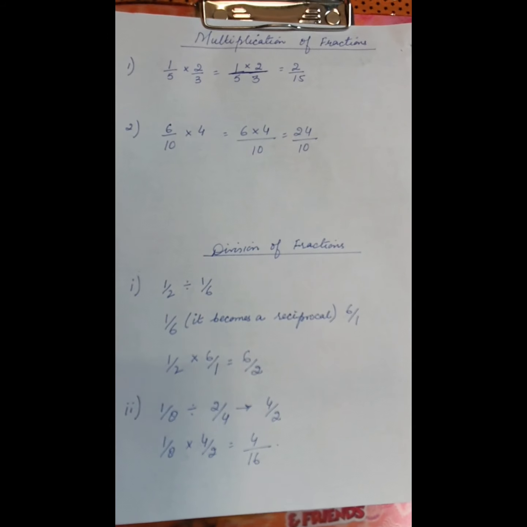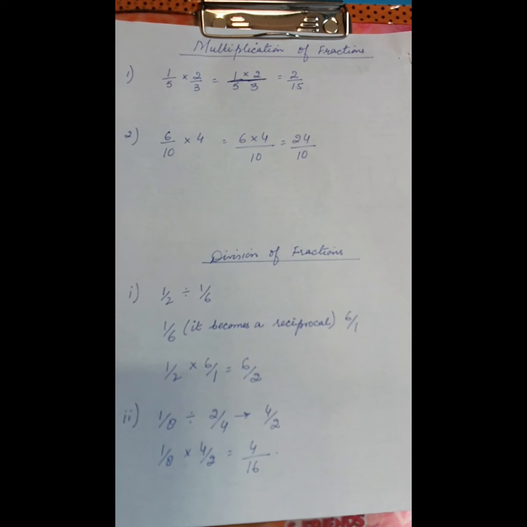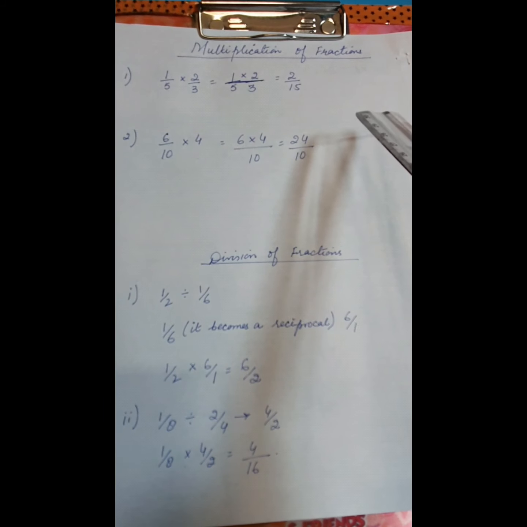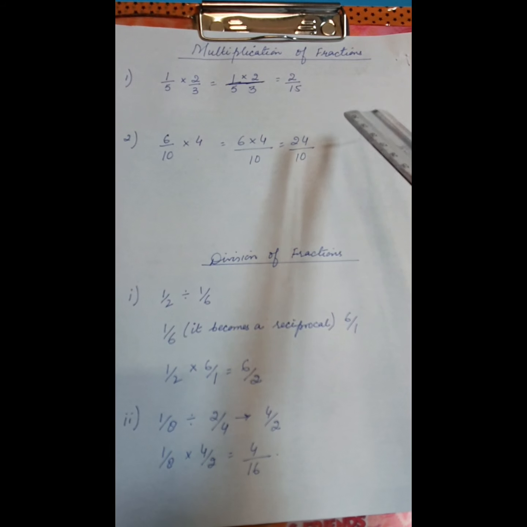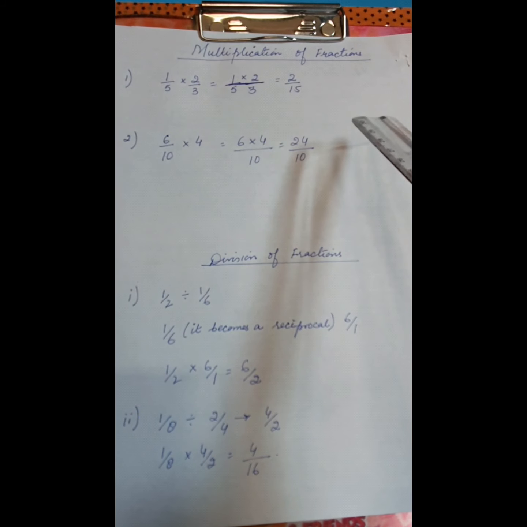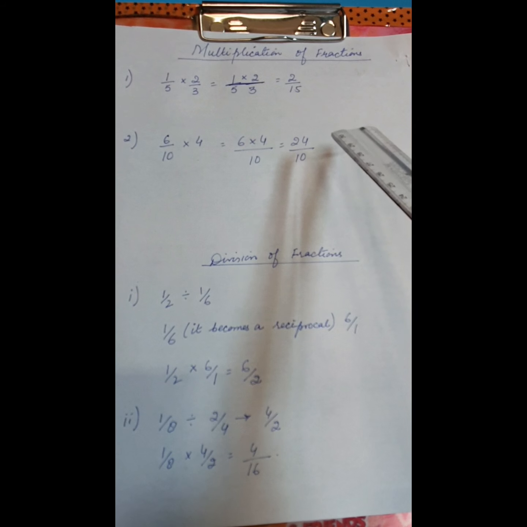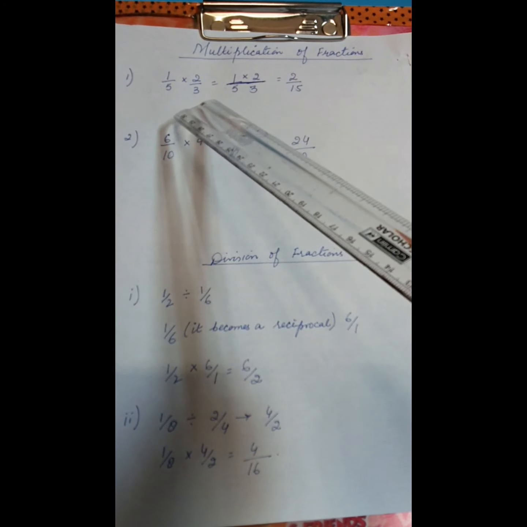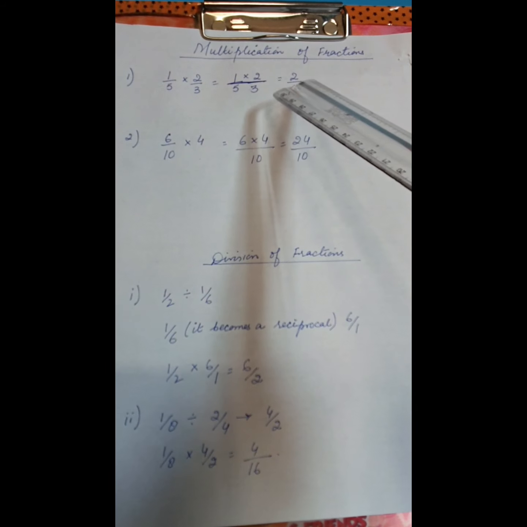Now multiplication of fractions. Simplify the fractions if not in lowest terms. Multiply the numerators of the fractions to get the new numerator. Multiply the denominators of the fractions to get the new denominator. To multiply fractions, first we simplify the fractions if they are not in lowest terms. Then we multiply the numerators of the fractions to get the new numerator, and multiply the denominators of the fractions to get the new denominator.